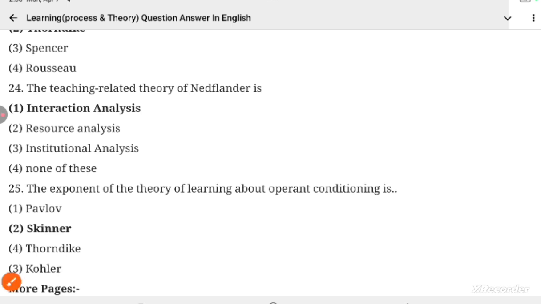Question 25. The exponent of the theory of learning about operant conditioning is, and the correct option is Skinner. The exponent of the theory of learning about operant conditioning is Skinner.